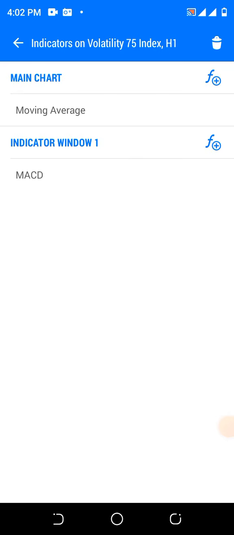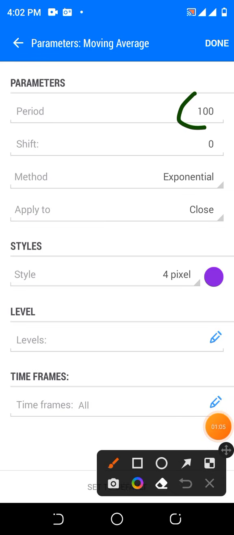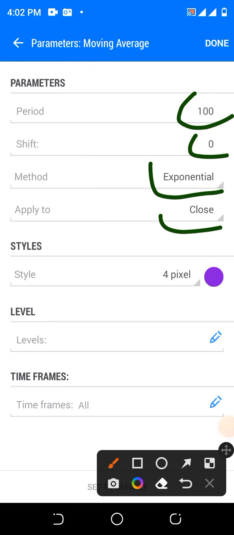You click on F. As I said, you need only two indicators: moving average and MACD. For moving average, the period is 100, shift 0. The method of moving average is Exponential. Apply to close. Pixel for pixel. Choose a color of your choice. That is all for moving average.